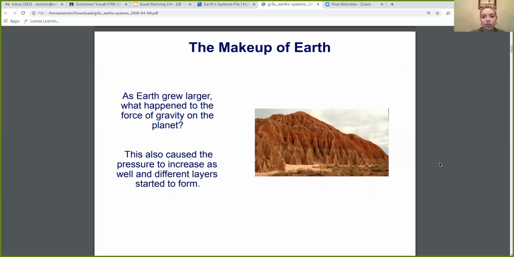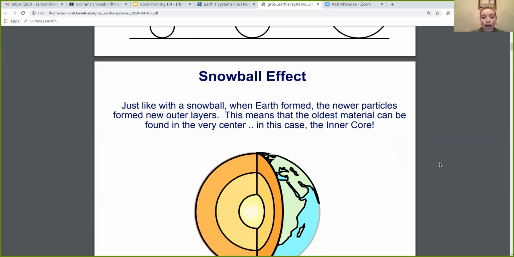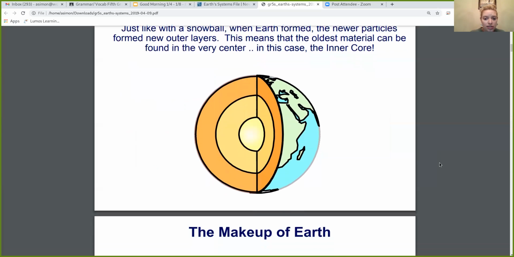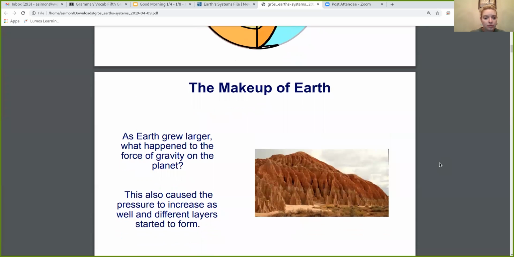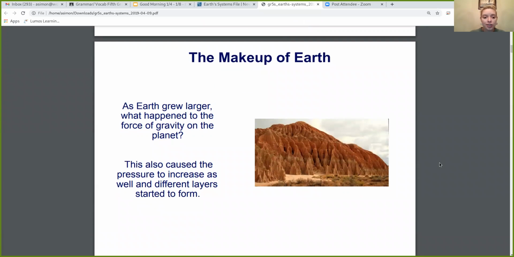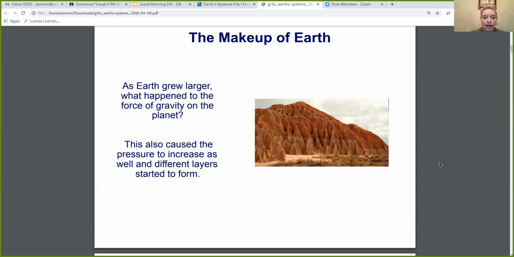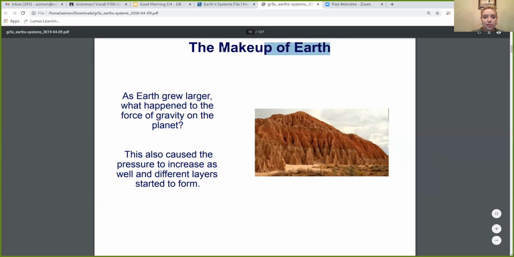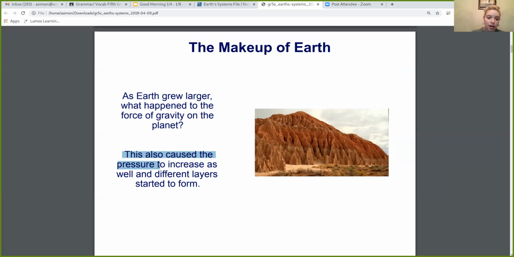As you can see in this previous picture, we have 4 different layers of the Earth that we're going to talk about. What caused those layers is the pressure increased and started to form different layers. Go ahead and add that to your notes. The makeup of Earth. That snowball effect, asteroids hitting other asteroids, caused the pressure to increase and different layers started to form on Earth.